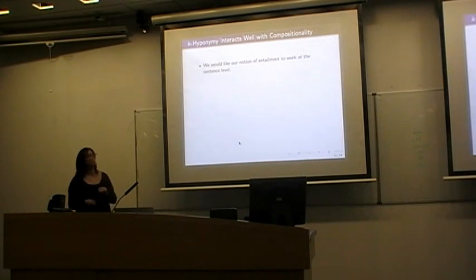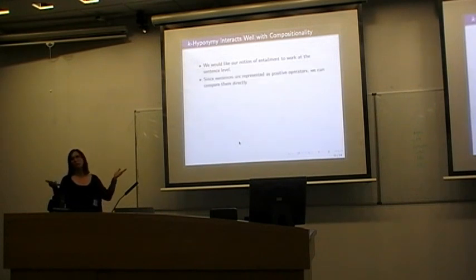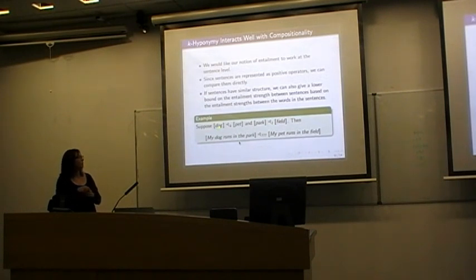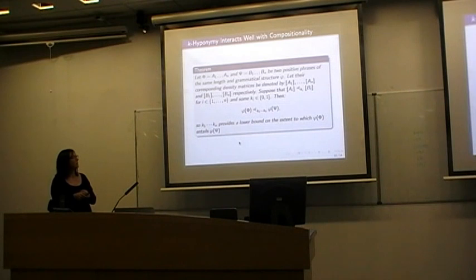So we want this notion of entailment to work at the sentence level, and because we do actually map all our sentences down into one space, you can compare any two sentences just directly by forming a positive operator for that sentence. But if the sentences have similar structure, we can also look at the extent of the entailment between two sentences based on the behaviour of the words within the sentences. So, for example, if we've got dog is a K hyponym of pet, and park is a K hyponym of field, then how are these sentences going to be related? Well, what we find is that the product of those graded entailment values provides a lower bound on the extent to which one sentence entails the other.